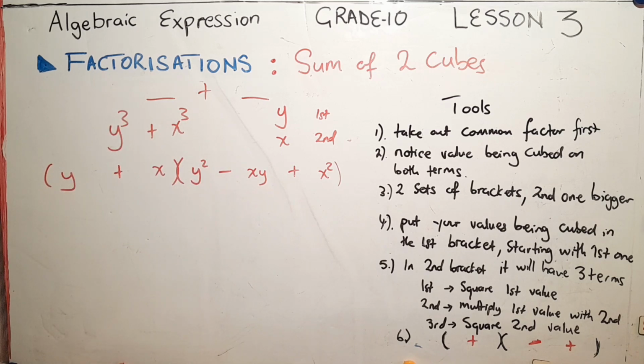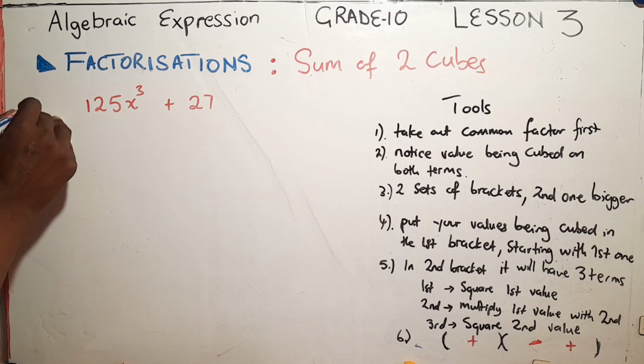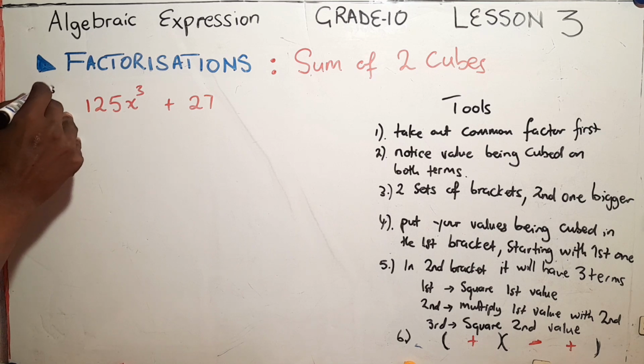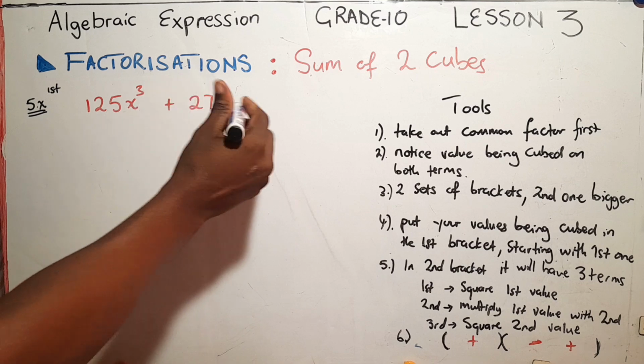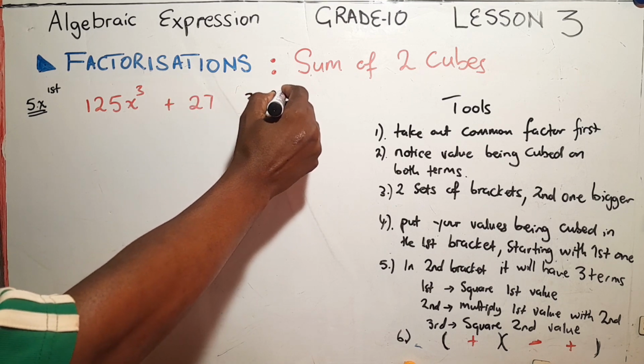Let's just do one last example so that you can see how this is done, and then we can move to other types of factorization. So here we're having 125x cubed plus 27. So let's check, is there any common factor? There is no common factor. So let's check what multiplies to give us that. We can see that 5 multiplied by x, 3 times, will give us that. So it means that our first value is 5x. And then our second value, what is multiplying to give us this? It is 3. If you cube 3, we get 27. So this is our second value.